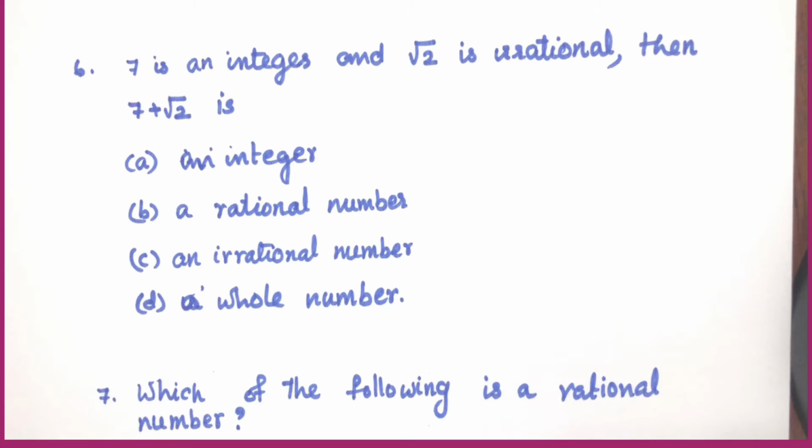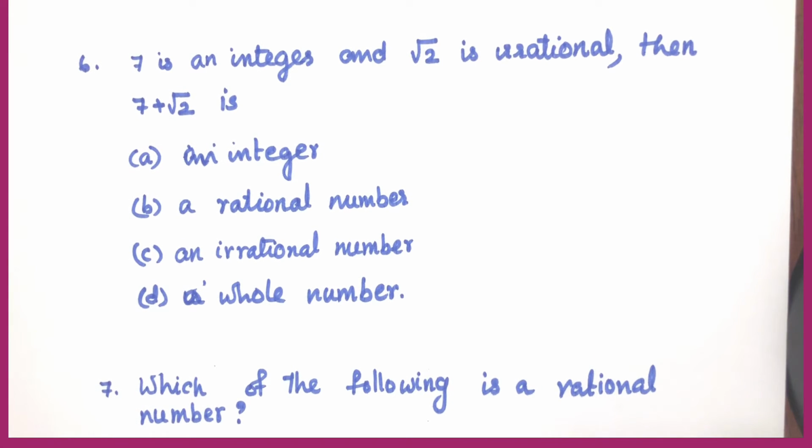Next one. 7 is an integer and root 2 is an irrational number. Then 7 plus root 2 is... In the beginning of this video, I have given you key points, and there it's written: sum or difference between an integer and an irrational number is always an irrational number. So here it is sum, so option C, irrational number, is the correct option.